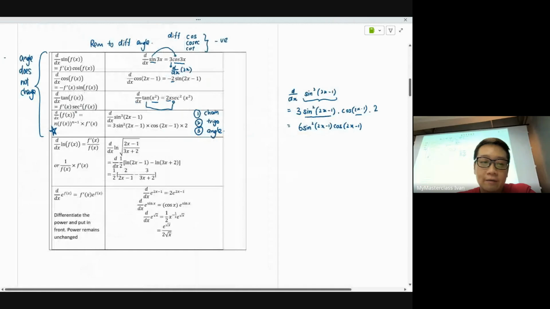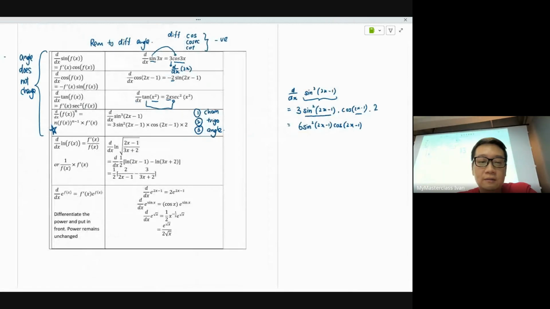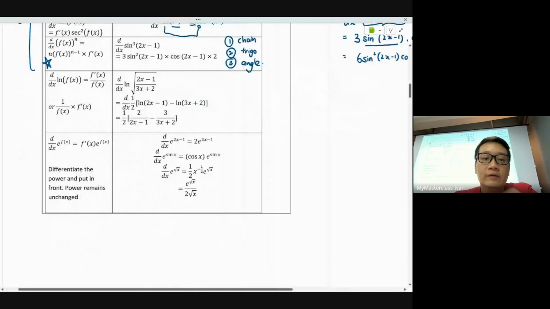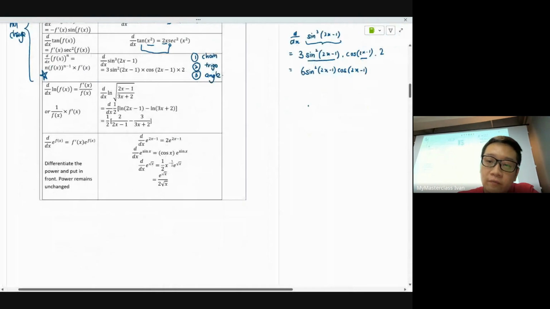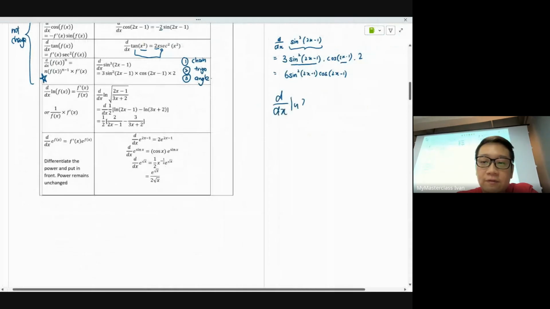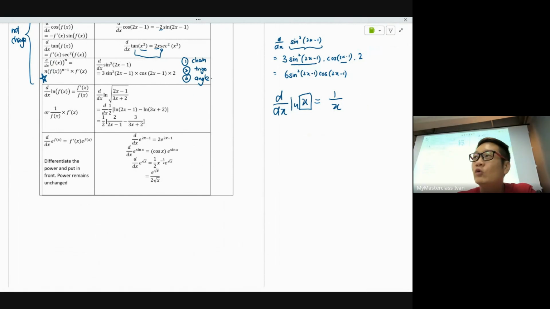Okay. Next, differentiate a ln. Remember in secondary school, differentiate ln x equals to what? 1 over x. Why is it 1 over x? Can you see this x here? Differentiate x becomes what? 1. Over the original. So that's why it's called f prime x over f(x). Differentiated over the original.